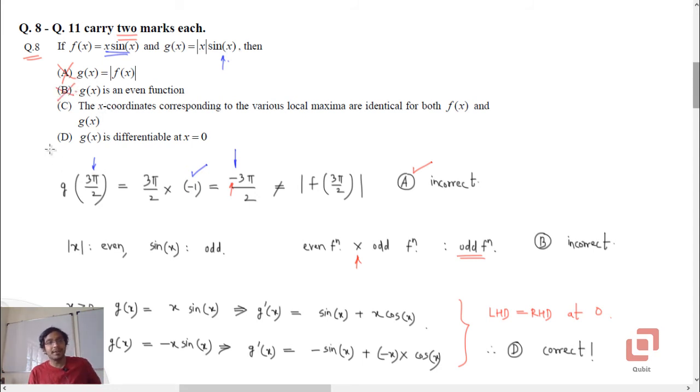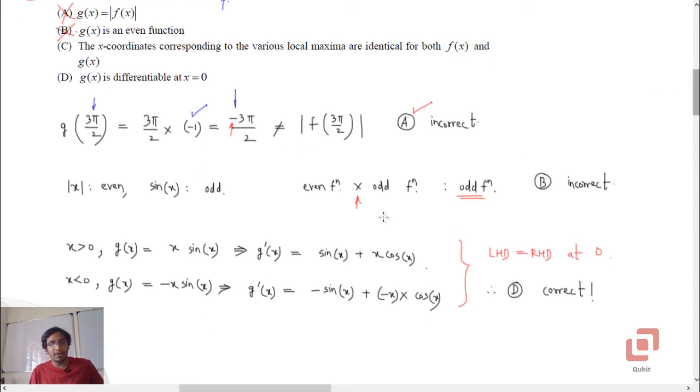Now I checked D. Is g of x differentiable at 0? What I did was I piecewise defined g of x due to mod. If x is positive, I defined g of x as x into sin x because of mod x being equal to x for positive values of x. So what is the derivative now? Apply the product rule: 1 into sin x plus x into cos x. Now when x is negative, g of x is minus x sin x, which implies that the derivative will be minus 1 into sin x plus minus x into cos x, again by product rule.